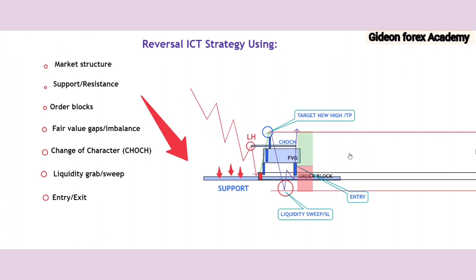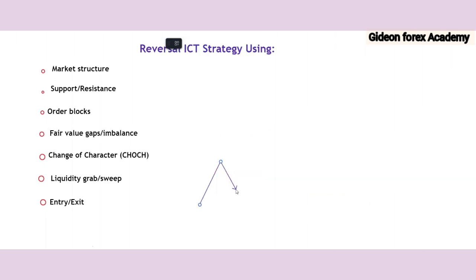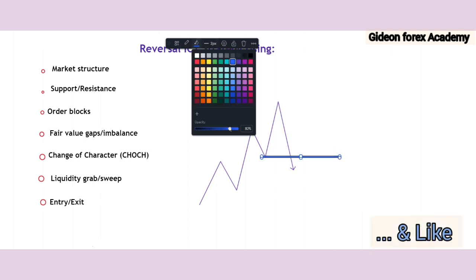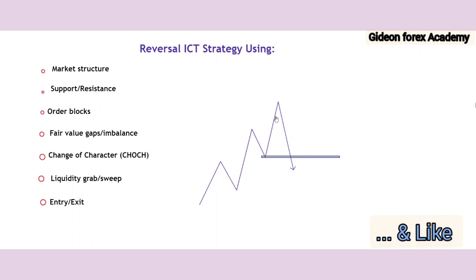On a bullish market, it's just the reverse. In the bullish market, it would be something like this. Let's assume this is our bullish structure. The market is very much bullish. And then we see a reversal like this one, which causes a change of character right here.